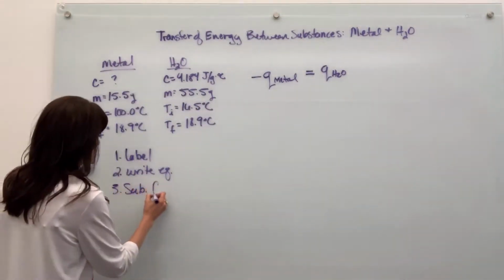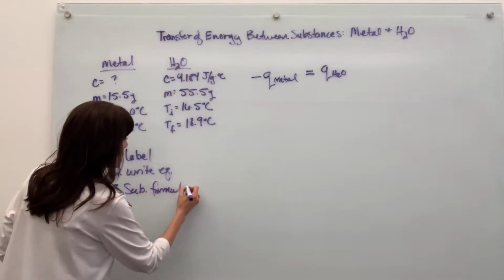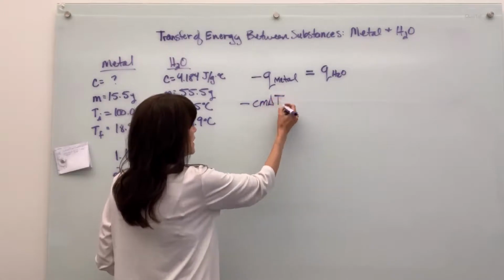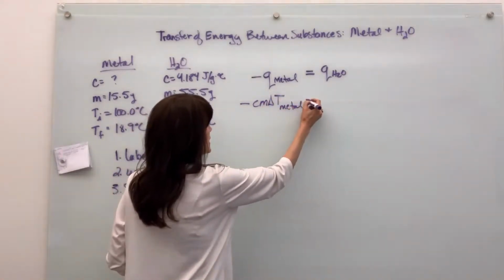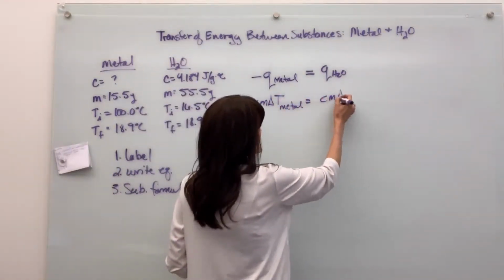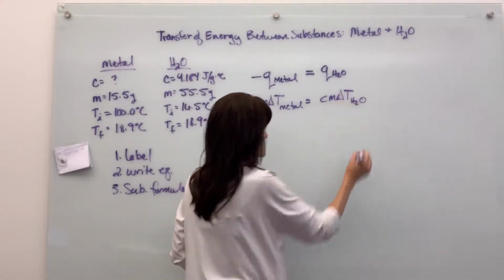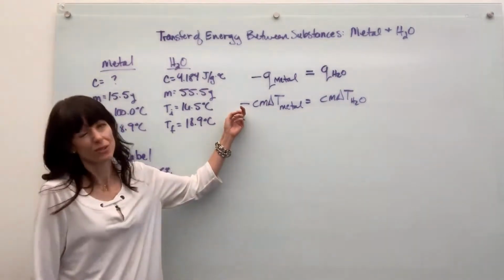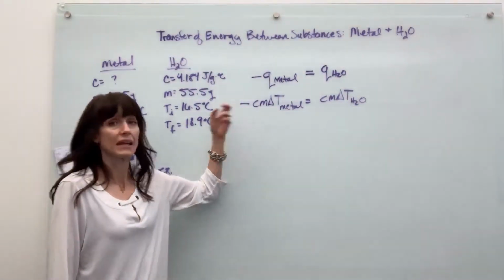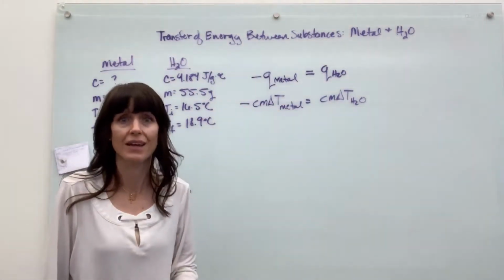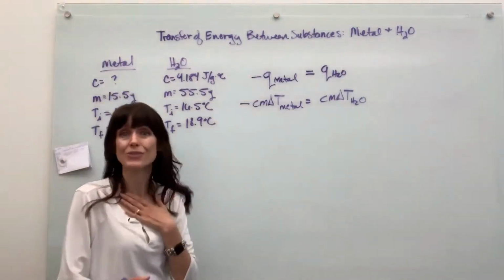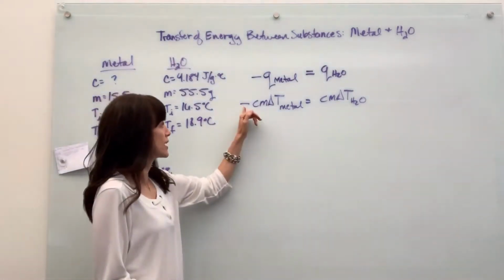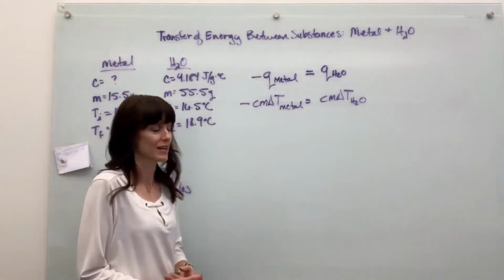So substitute the formulas. We are going to have negative C m delta T, and this is for the metal, equals C m delta T for the water. I've said this several times in other videos. Oh, be so careful with that negative. You have to treat it mathematically. Students will accidentally, and I'll do it too, forget to carry that negative, and it makes a difference. So treat that negative mathematically, make sure that you carry it.